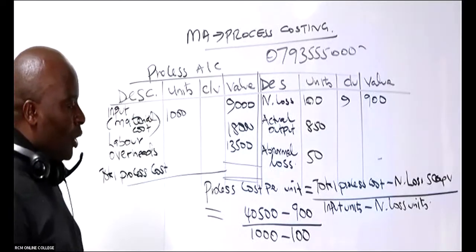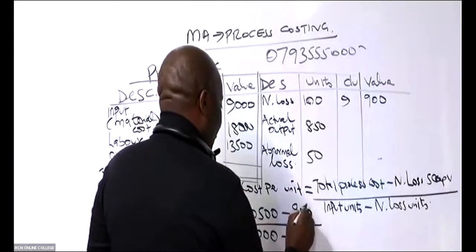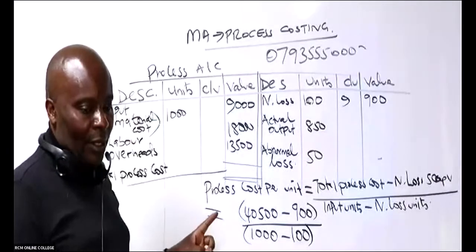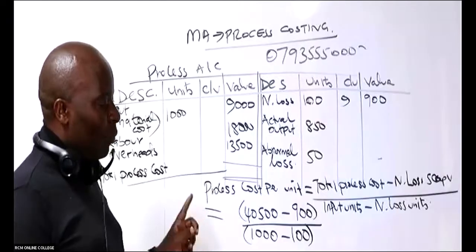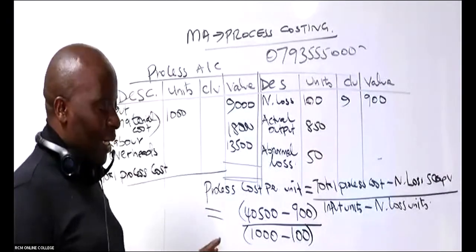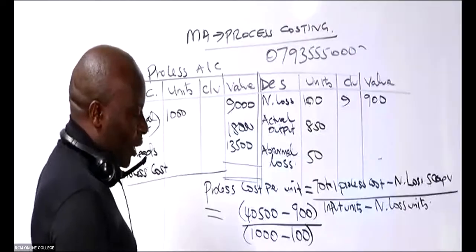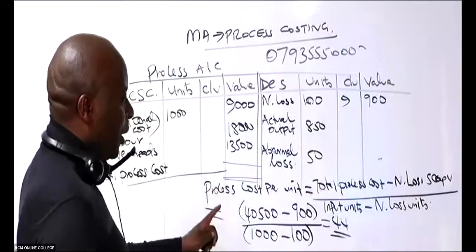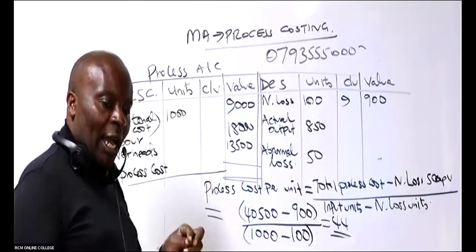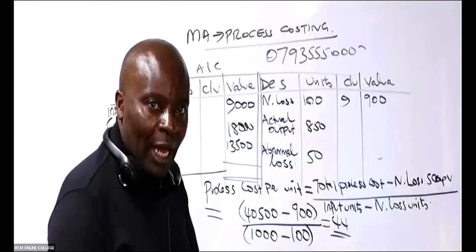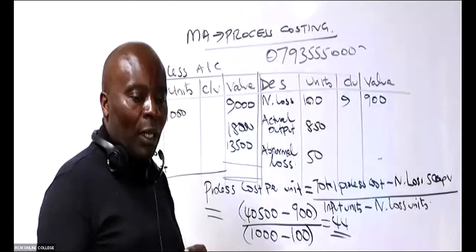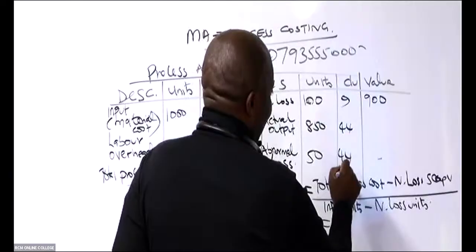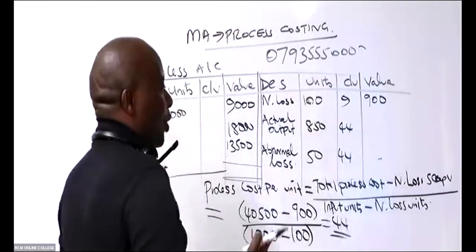So is there someone who is able to do their abracadabra here until they give us the final answer? So you say open brackets, 4,500 minus 900, close, divided by open brackets, 1,000 minus 100, close. These ninjas are giving me a figure of 44. So remember, 44 is process cost per unit, applicable for actual output, abnormal loss, and what we shall be calling abnormal gain. So here, you put 44 like that. And then you do your multiplications, you give me the totals.